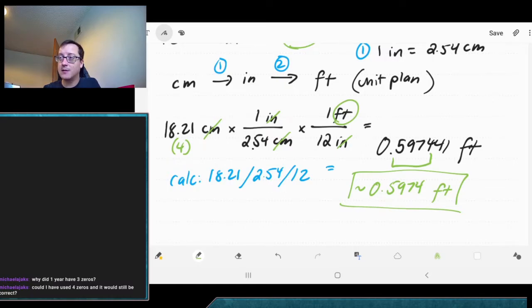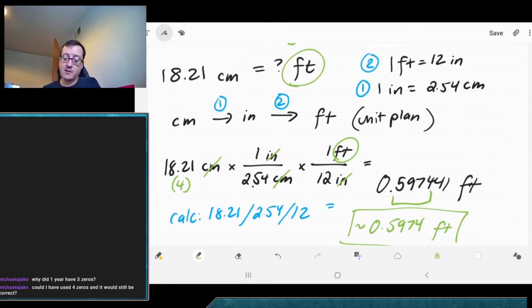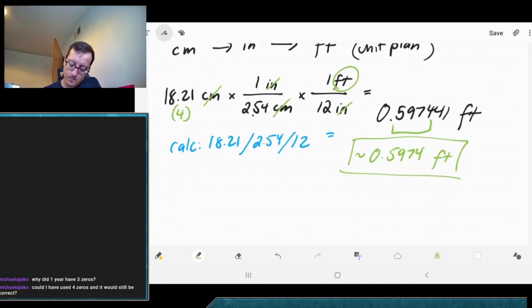So do we see how we did this? We started with centimeters. Our conversion factors that we were given, we had one from feet to inches, one from inches to centimeters. And so we used those to go from centimeters to inches, and then from inches to feet. And we plugged in the numbers, did the math, and we got our answer out. All right. Questions on that one?